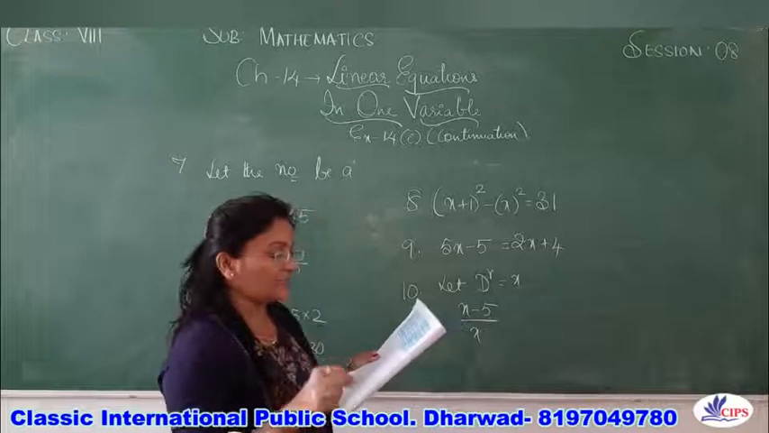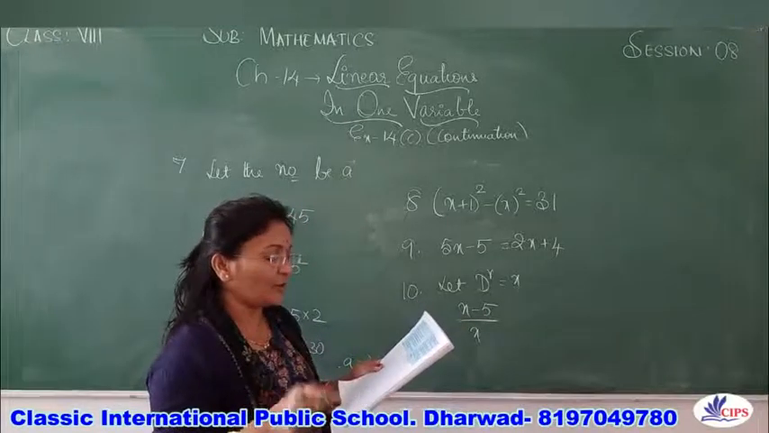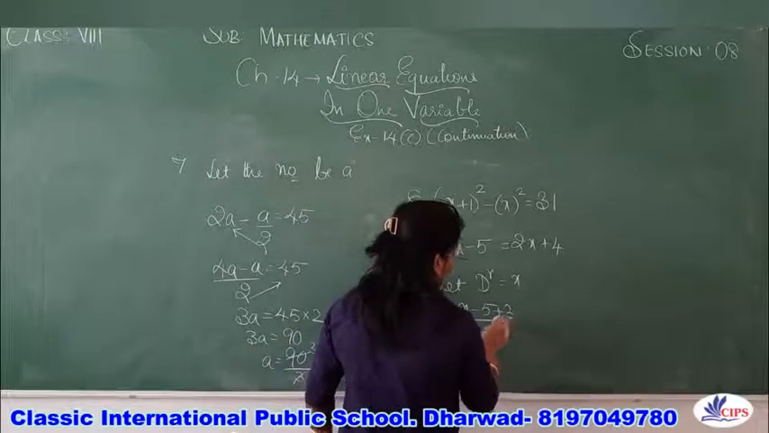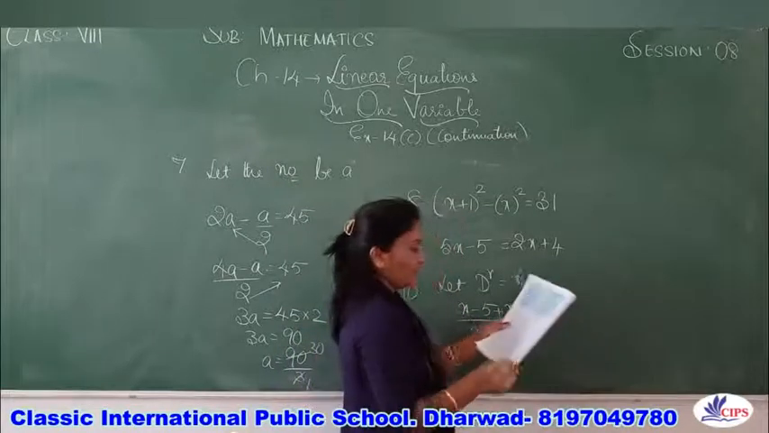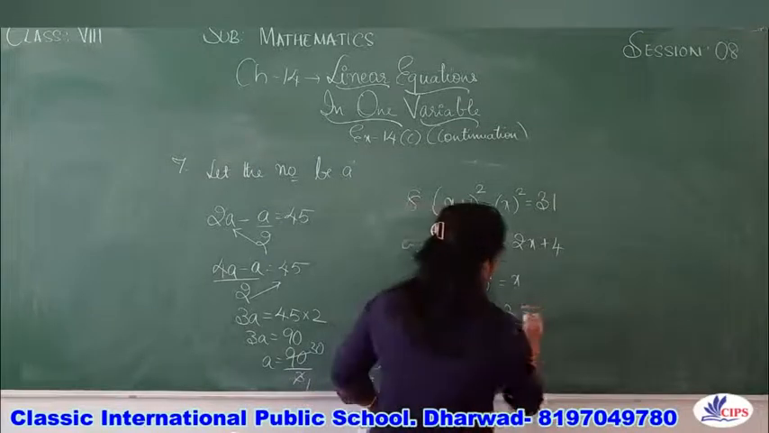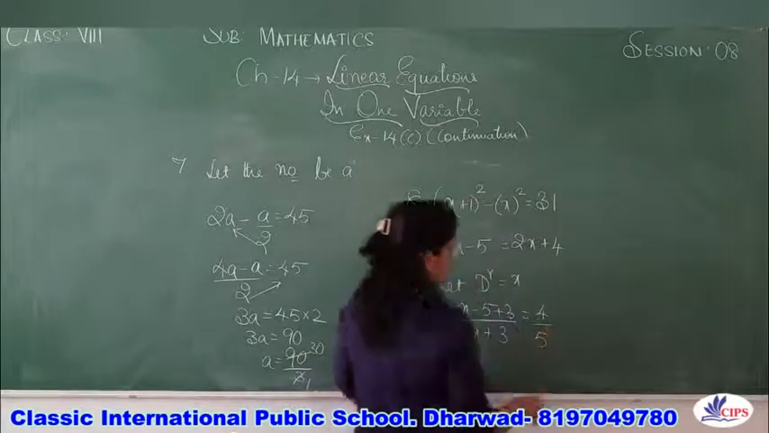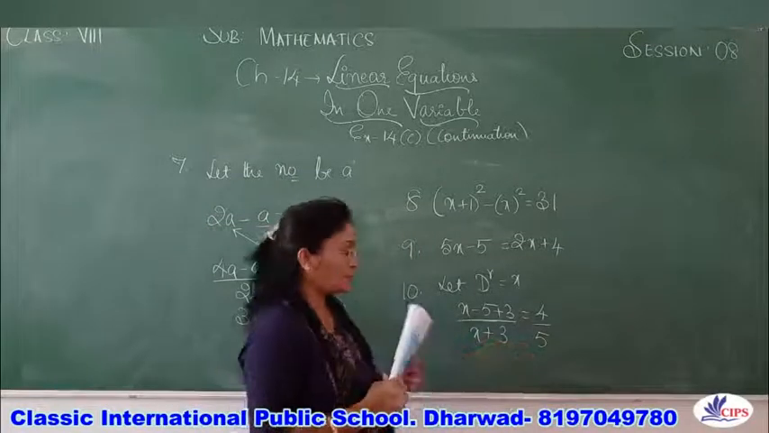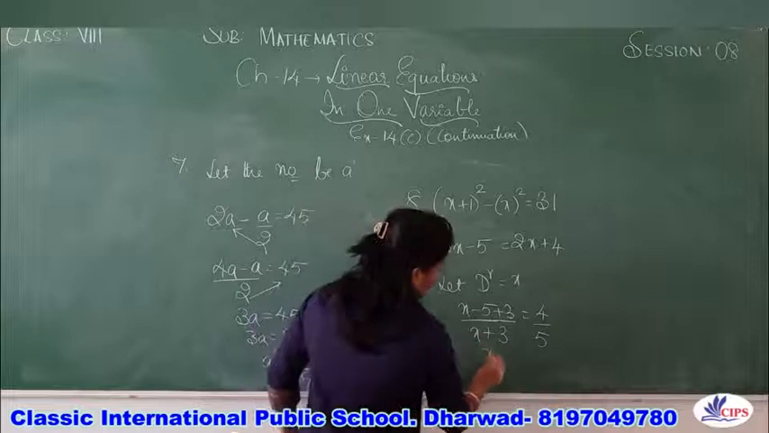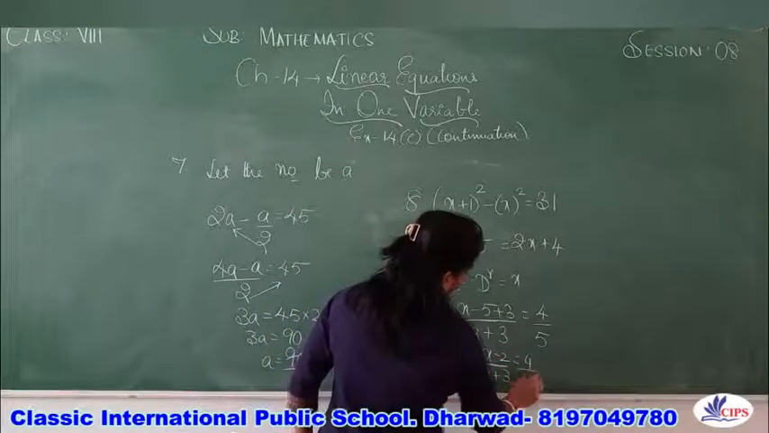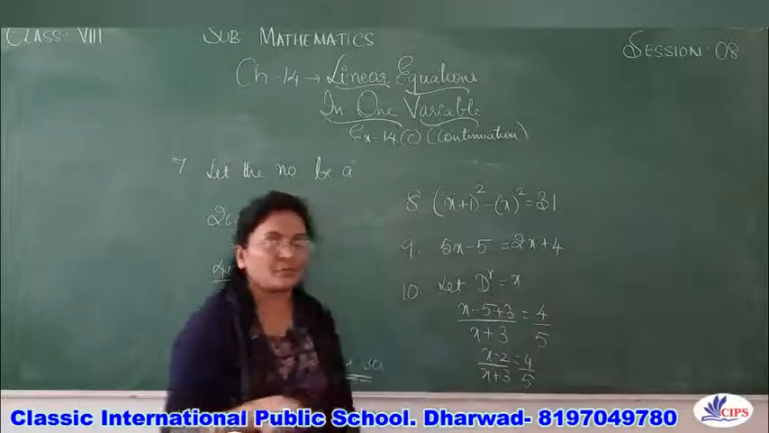Then if 3 is added to the numerator and denominator both. So here we need to add 3 to both numerator and denominator. Then the fraction becomes 4 by 5. Find the original fraction they have told you. So you have to solve. So when you simplify this, you get x minus 2 by x plus 3 equals to 4 by 5. Then find the value of x and the original fraction.